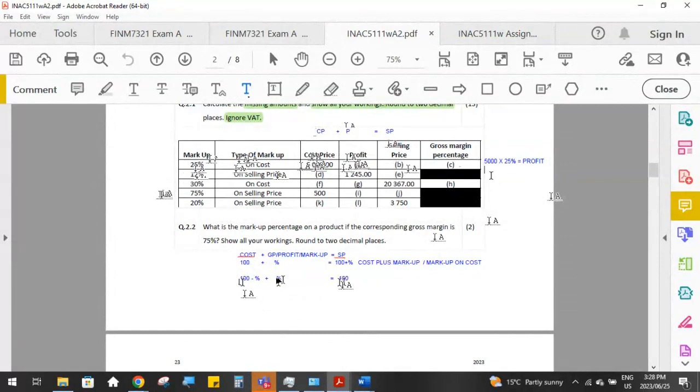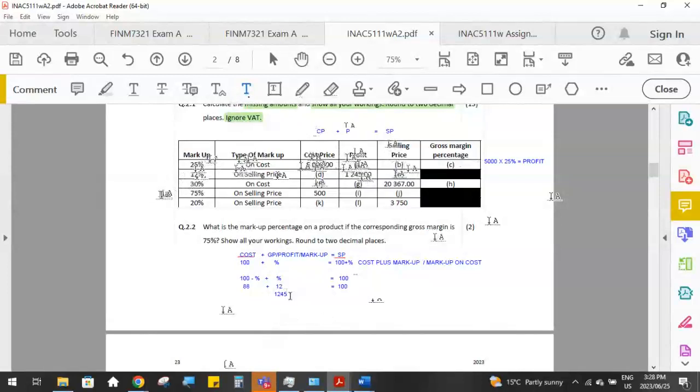Okay, so let's put it under here. That means that 88% plus 12% will give me my 100% selling price. And the selling price is 100 because it's a markup on selling. So my profit is 1245. Okay, so here we put the profit under the profit column, 1245. And we have to calculate the cost price and the selling price.